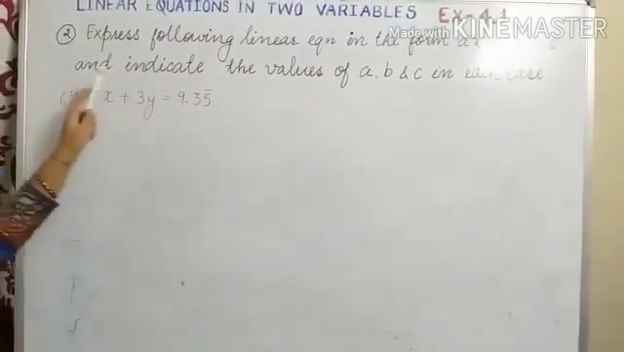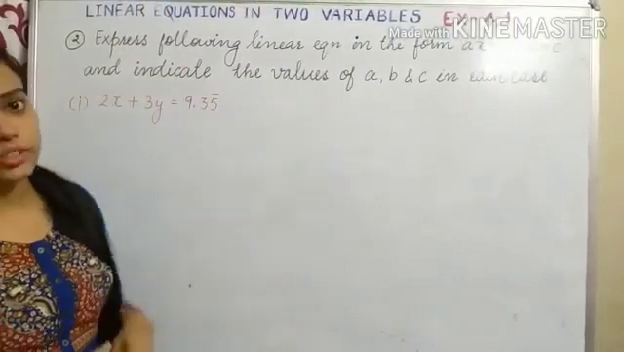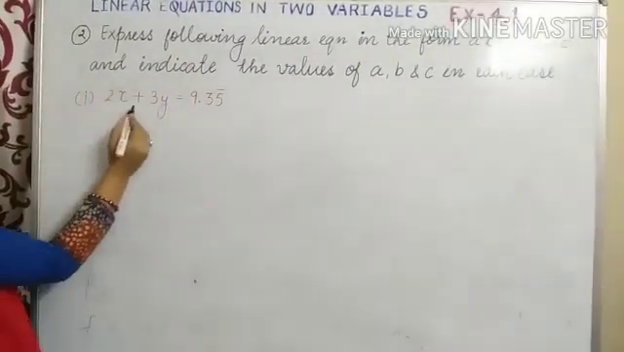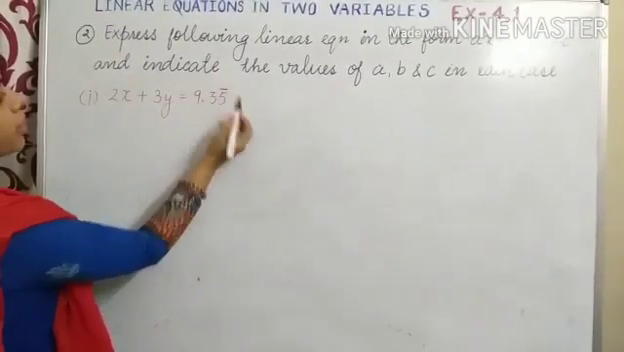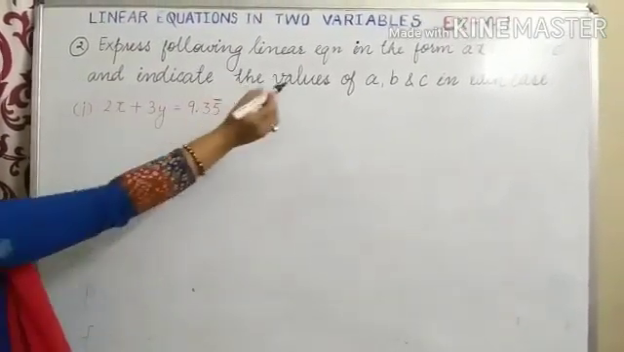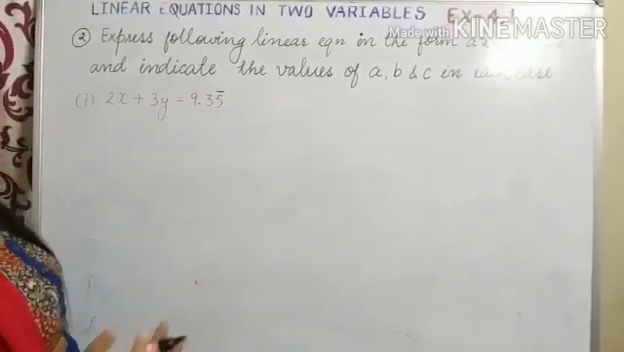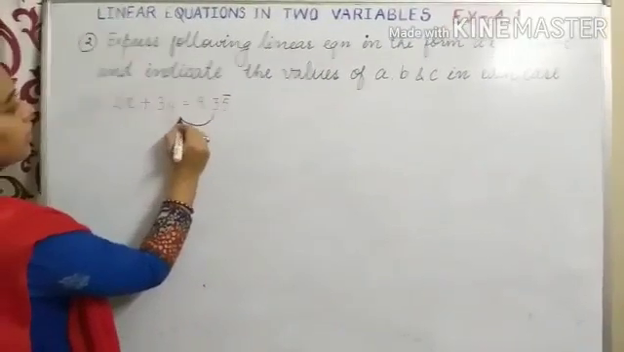Now, the second question is: express the following linear equations in the form ax plus by plus c equal to 0 and indicate the values of a, b and c in each case. So, the first part is 2x plus 3y equal to 9.35 bar. We know that in the standard form ax plus by plus c equal to 0, there is nothing on the right side. Therefore, first of all, we will take this to the left side.